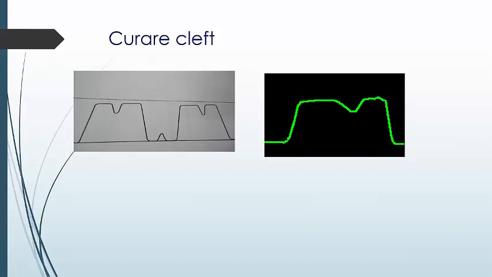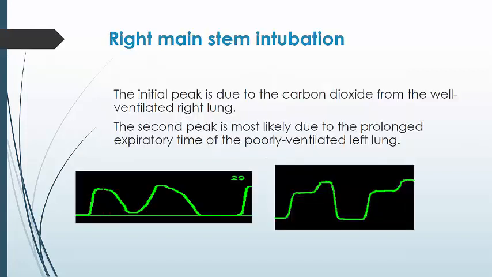Now, for your non-intubated patients, we can use this to look and see if they have asthma, if the problem is a bronchoconstriction problem versus an inflammatory problem in there. We can also use it to help differentiate between your COPD patients if they have a rebreathing problem or a bronchoconstriction problem with the COPD, or if we have a CHF with pulmonary edema issue, if there's any bronchospasm or not. Some other things you may see, right main stem bronchi intubation. The initial peak is going to be due to that carbon dioxide from the well-ventilated lung, and the second one's usually going to be the prolonged expiratory time of the poorly ventilated left lung.